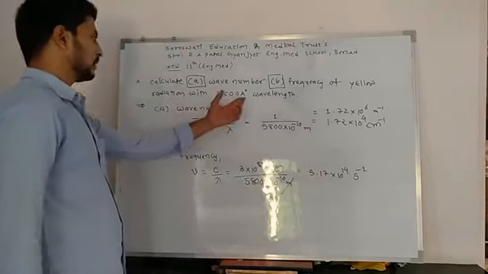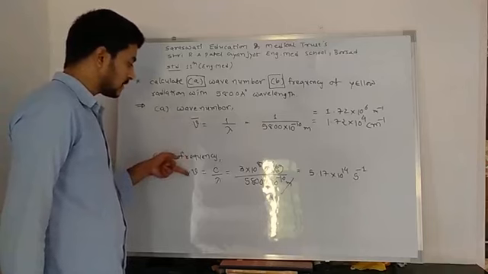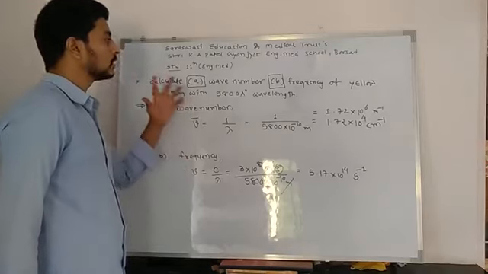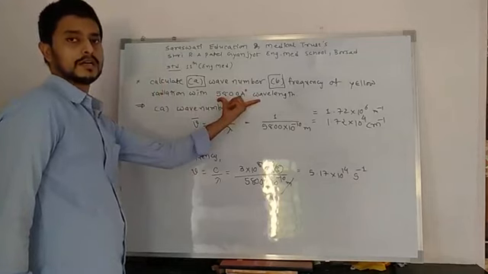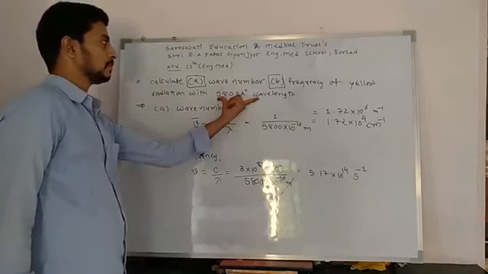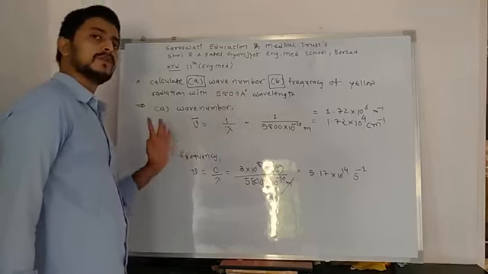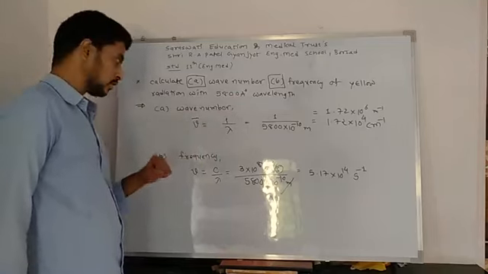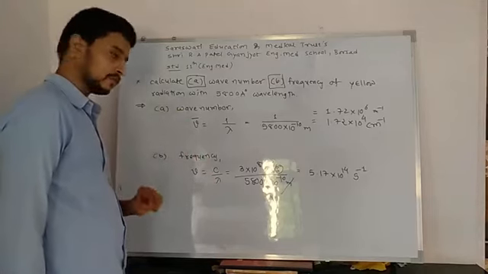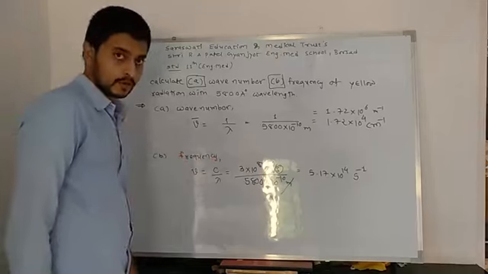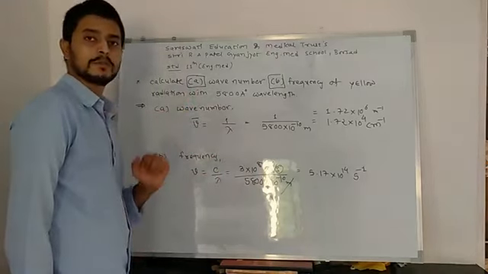So this type of numerical is helpful to calculate both wave number nu bar as well as frequency nu on the basis of only the given wavelength of a particular radiation. So with the help of radiation you can calculate nu bar as well as nu. Suppose if you want to calculate energy, then you are also able to calculate energy. How? Energy E is equal to h nu. What is h? It is the Planck constant, 6.626 10 power to minus 34 joule second.